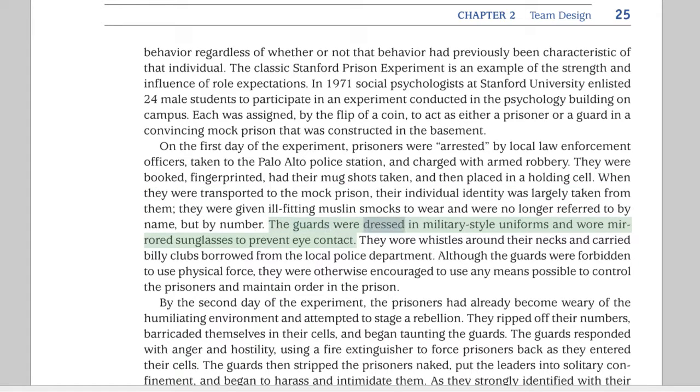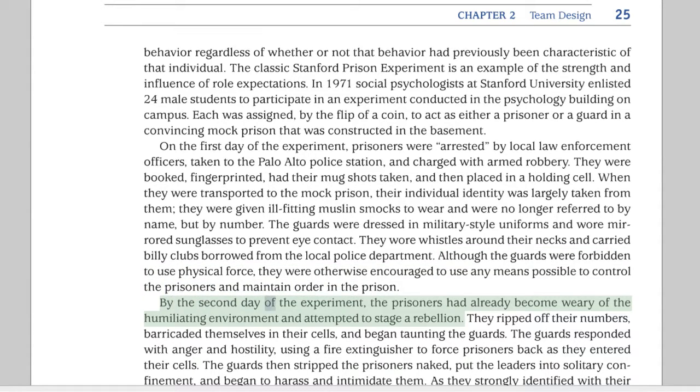The guards were dressed in military-style uniforms, and wore mirrored sunglasses to prevent eye contact. They wore whistles around their necks, and carried billy clubs borrowed from the local police department. Although the guards were forbidden to use physical force, they were otherwise encouraged to use any means possible to control the prisoners and maintain order in the prison.